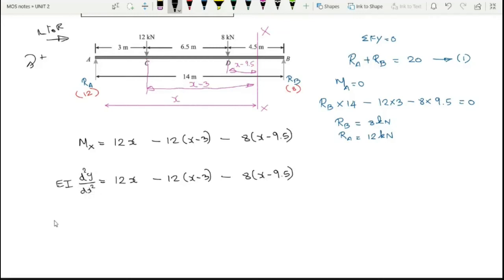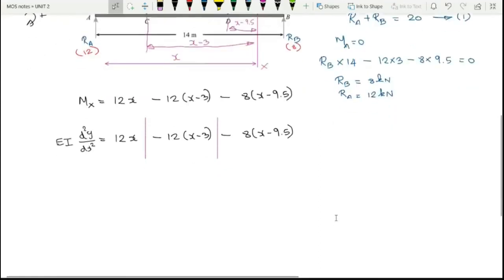This is my mx. Now I'm going to split this. This is x here, this is x minus 3. So I have to split here, right? So I will draw a Macaulay's line here. Similarly, I have another one here. This is x minus 3 and this is x minus 9. So I have to split here also. So these are my two Macaulay's lines.